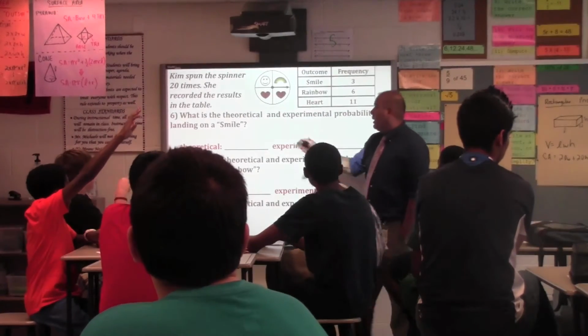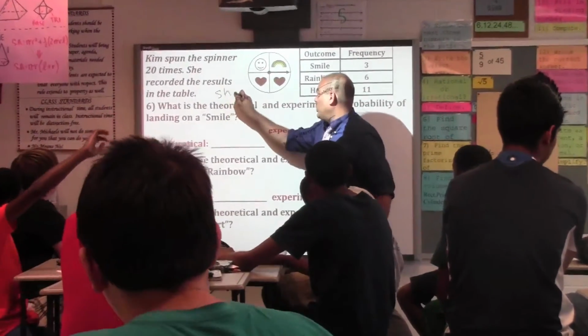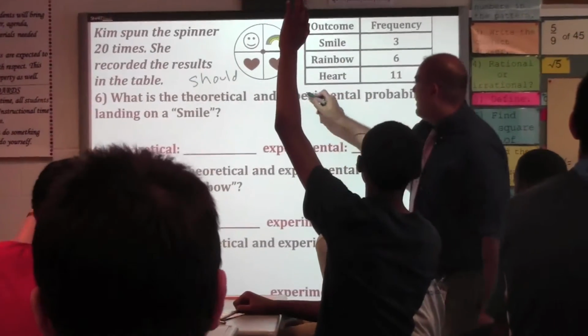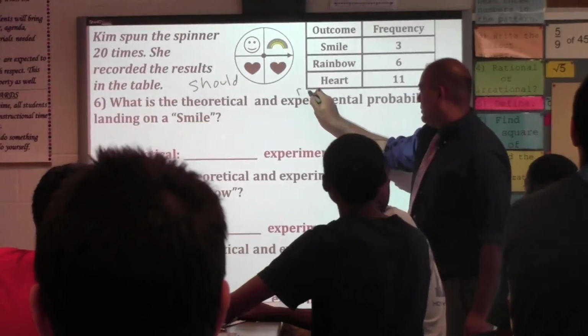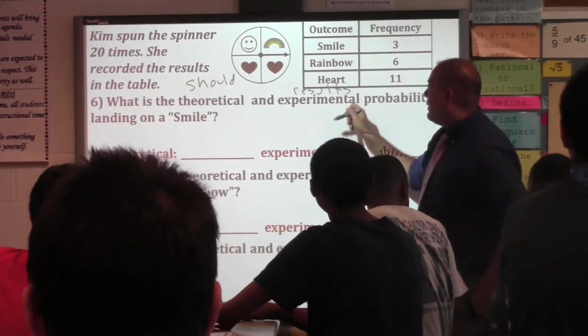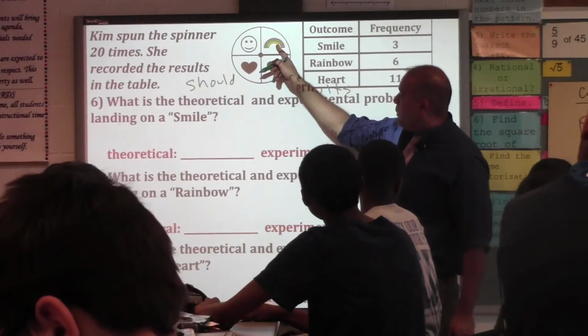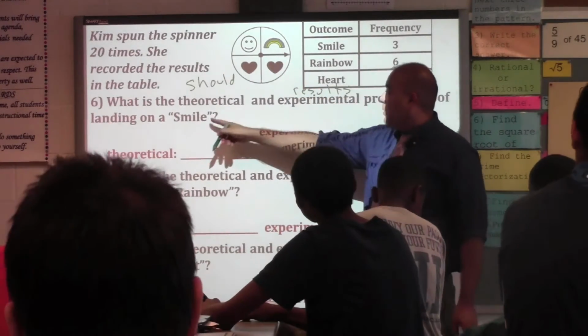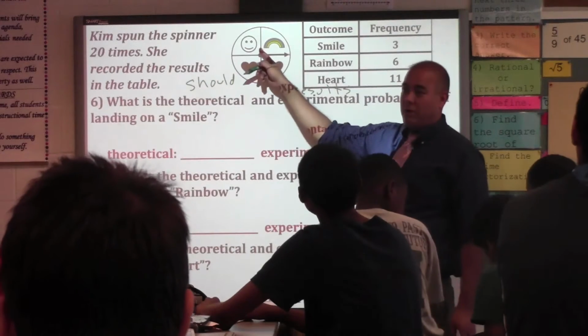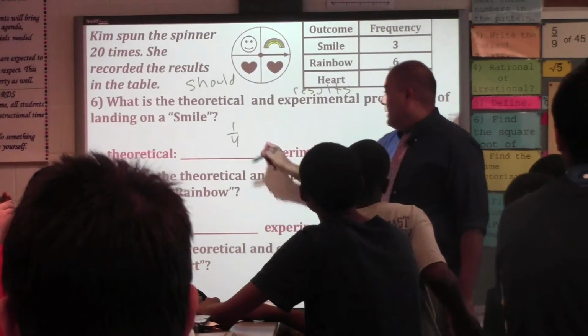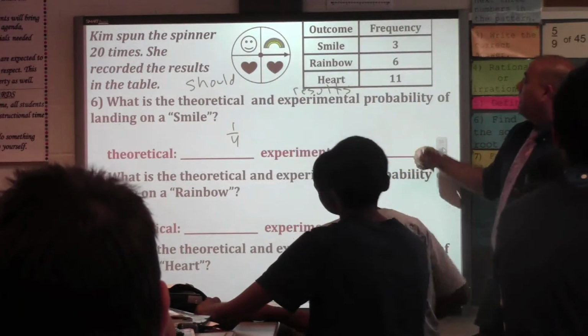What could happen, or what should happen, is the theoretical probability. The results are what did happen. If I take a look at this little spinner, what's the theoretical probability of landing on a smile? 1/4. Now the experimental probability, the results, shows what did happen.